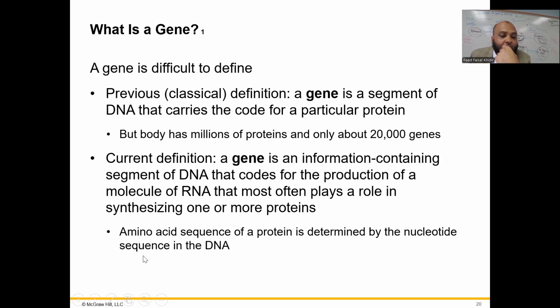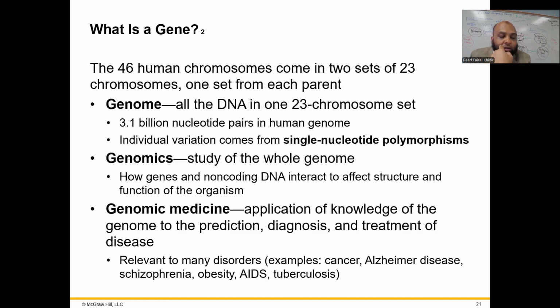That codes for the production of a molecule of RNA that most often plays a role in synthesizing one or more proteins. So the amino acid sequence of a protein is determined by the nucleotide sequence in the DNA. The amino acid sequence of a protein is determined by the nucleic acid sequence of the DNA. So the 46 human chromosomes. The genome refers to all the DNA in one 23-chromosome set. So about 3.1 billion nucleotide pairs in the human genome.